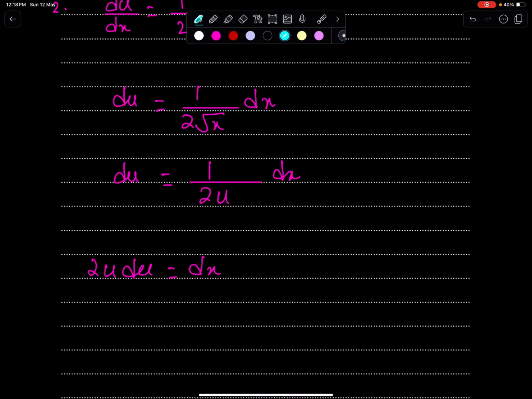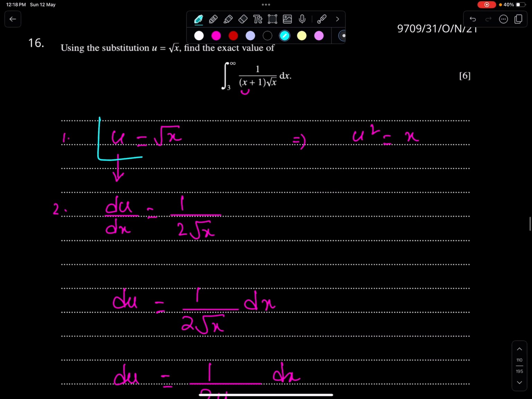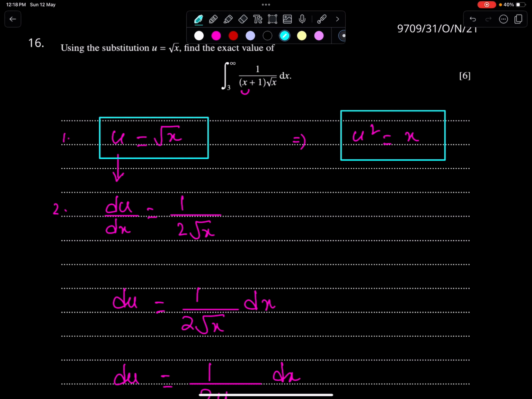So keep it in a box. This one as well, the given substitution. We need this as well.